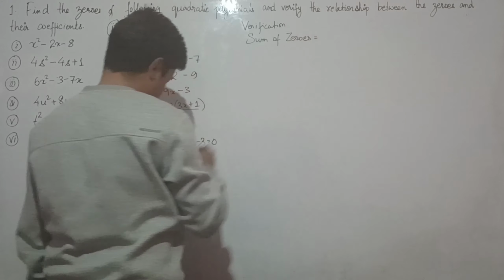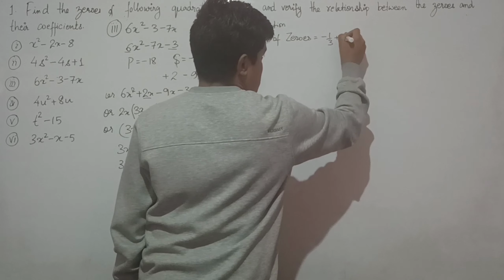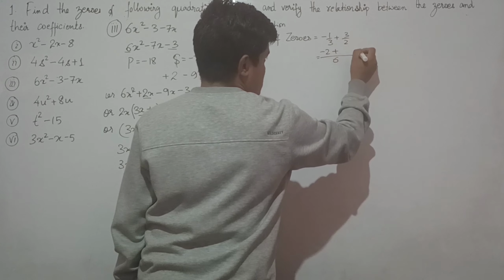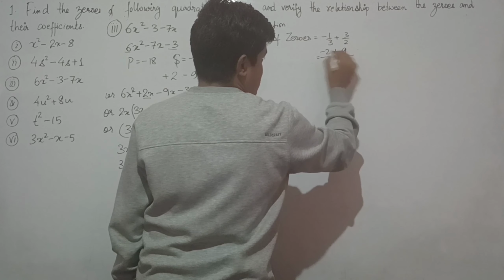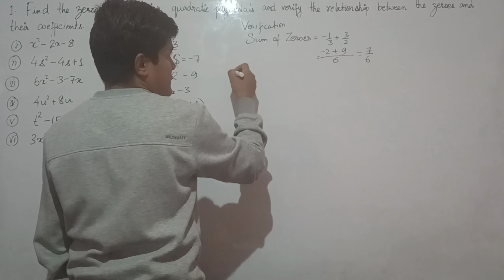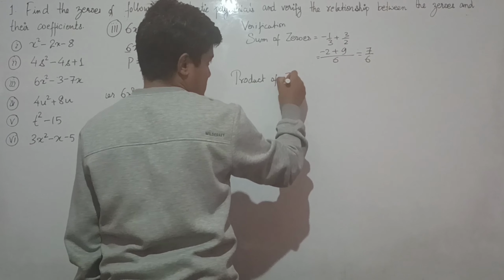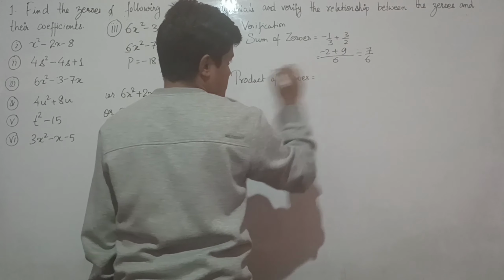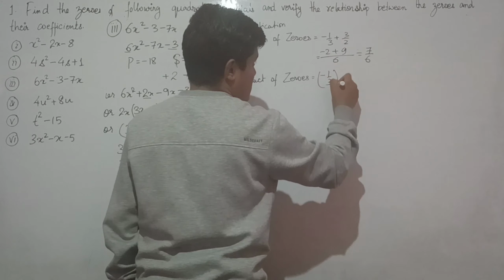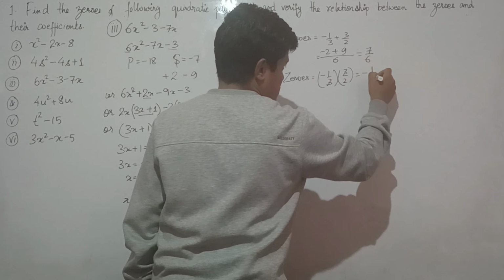Sum of zeros equals to minus 1 by 3 plus 3 by 2. So LCM is 6: 3 2s are 6, 2 1s are 2, minus 2 plus 9 is 7, so 7 by 6. Similarly, product of zeros: just multiply minus 1 by 3 into 3 by 2. So 3 and 3 get cancelled, so minus 1 by 2 is the product.